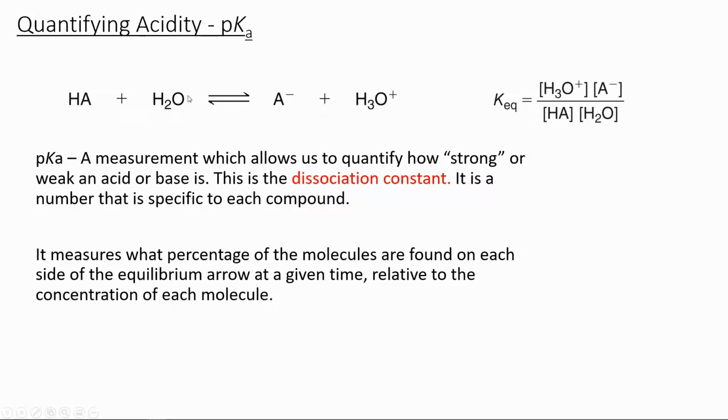So in this equation, we have water on the left and the acid. And then on the right side, we have the deprotonated acid and protonated water. And that constant is going to be a ratio between the right side of the equation divided by the left side of the equation. This equilibrium will give a percentage of the molecules found on each side of the arrow. And this will be relative to the concentration of each molecule in the equation.